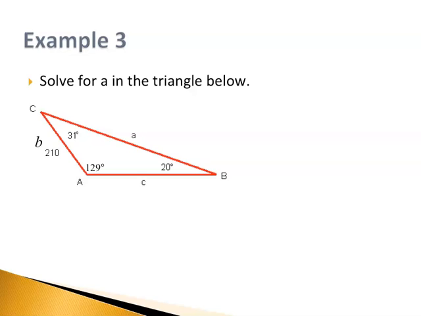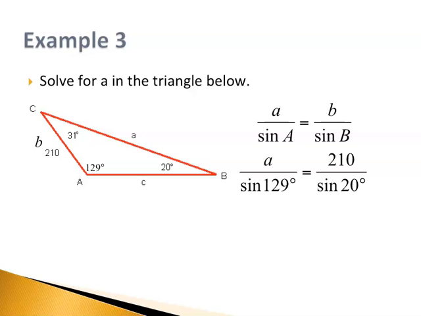So for us to solve for A now, we have angle A, we're trying to solve for side A, we have angle A, we have side B, and we have angle B. So we can use a over sine of A equals b over sine of B and plug in what we know. So now we have a over sine of 129 equals 210 over sine of 20.